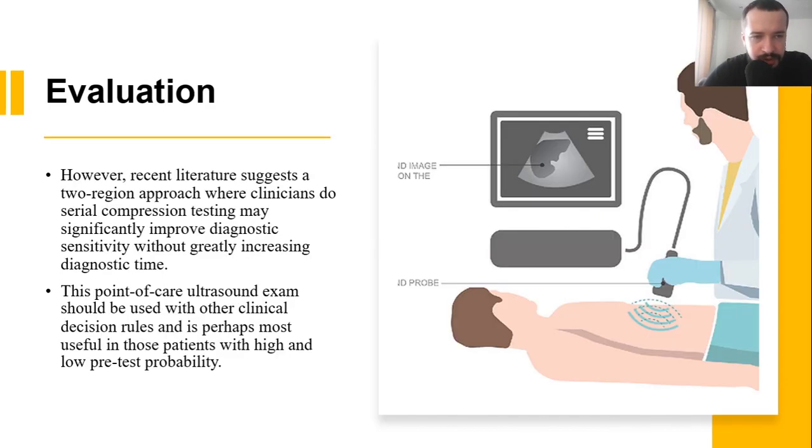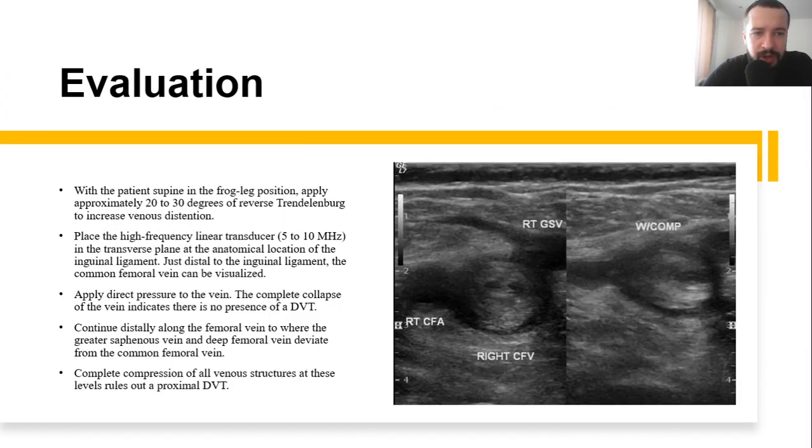However, recent literature suggests a two-region approach where clinicians do serial compression testing may significantly improve diagnostic sensitivity without greatly increasing diagnostic time. This point-of-care ultrasound exam should be used with other clinical decision rules and is perhaps most useful in those patients with high and low pretest probability. With the patient supine in the frog-leg position, apply approximately 20 to 30 degrees of reverse Trendelenburg to increase venous distension. That means that we need to have the patient's head higher than the legs.